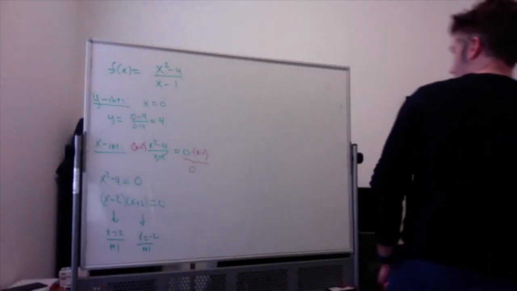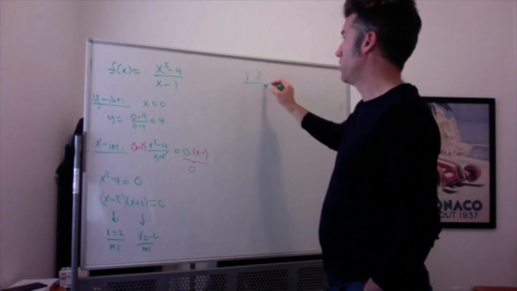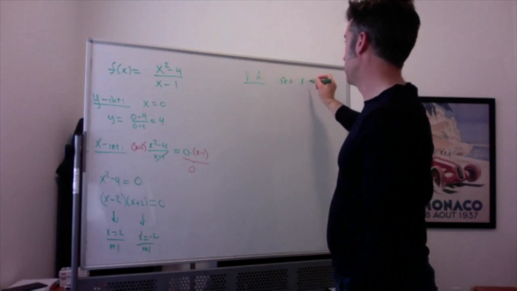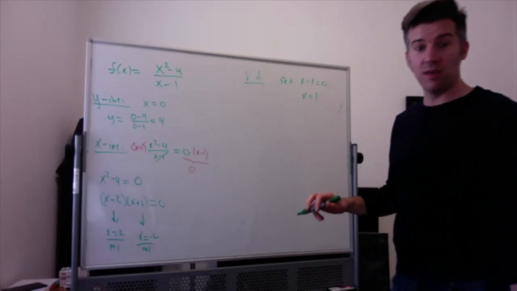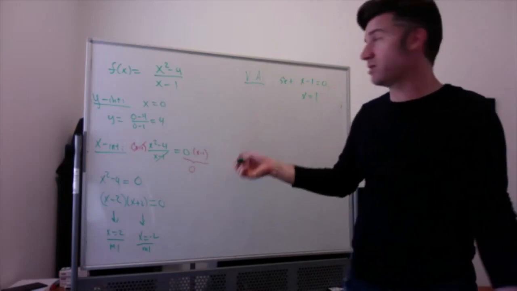Let's go ahead and find the vertical asymptote. Should be pretty straightforward. I'm just going to set the denominator equal to 0, which gives me x equal to 1. And I know I don't have a horizontal asymptote because the degree on top is larger. I have a slant asymptote.